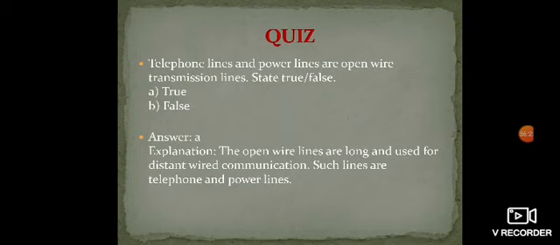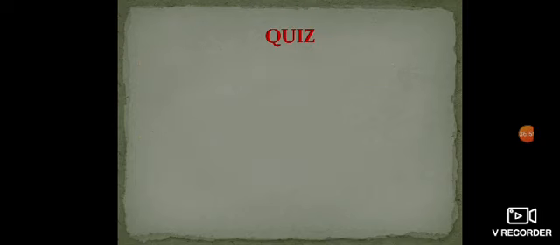The open wire lines are long and used for long distance communication. Such lines are telephone and power lines. So for that reason telephone lines are used, and at the same time power lines are also used with this open wire type. And next question.